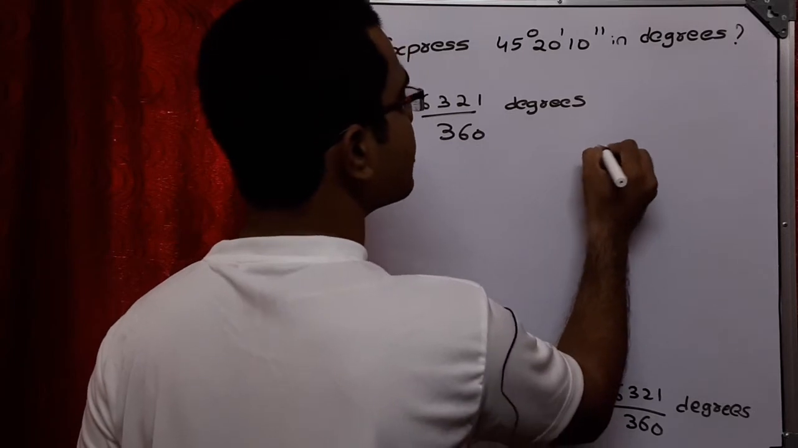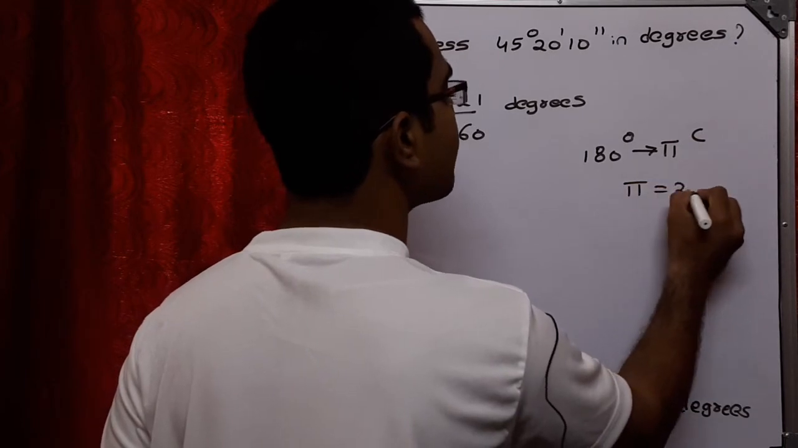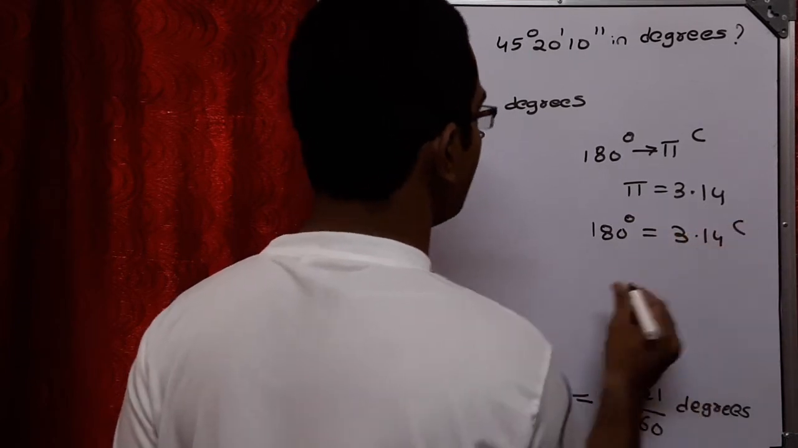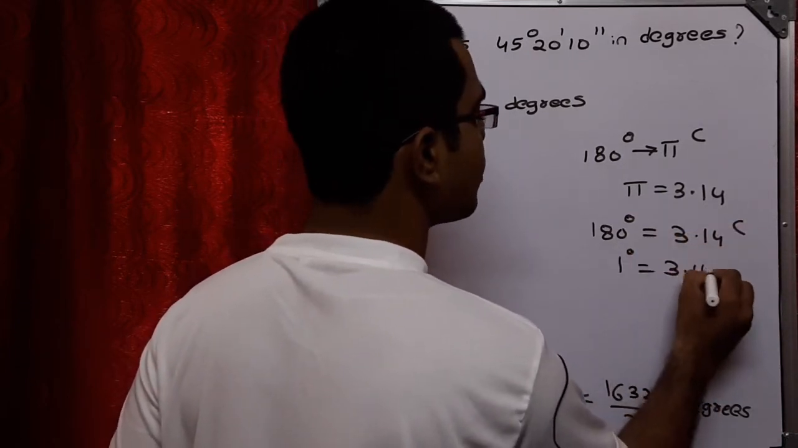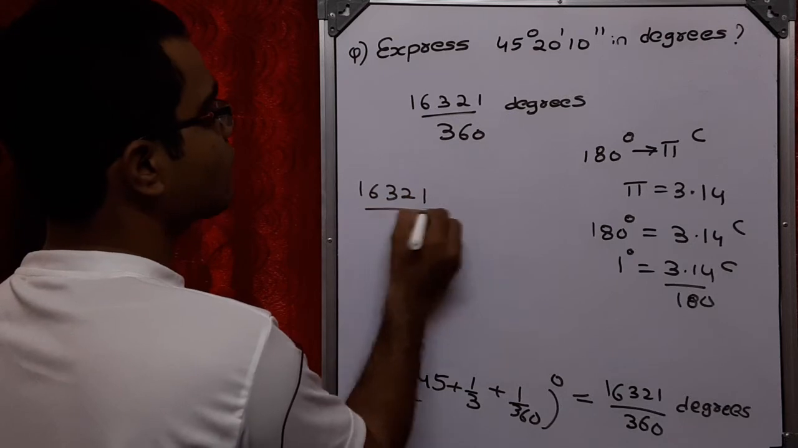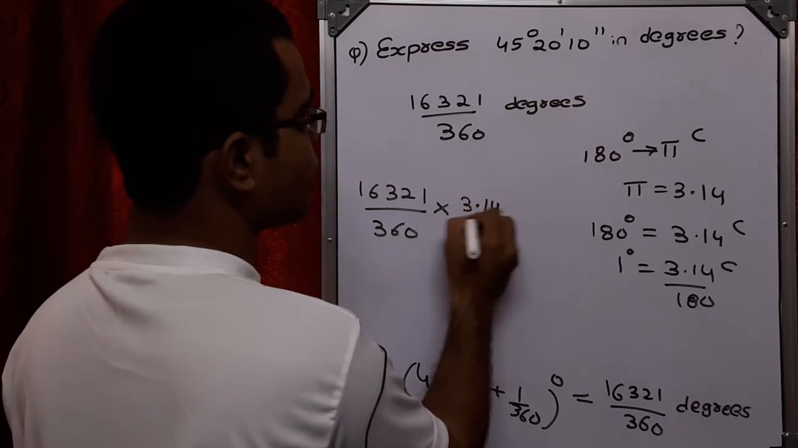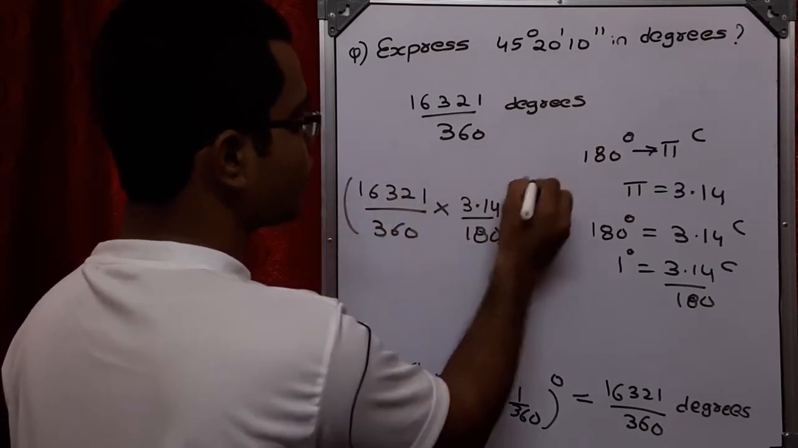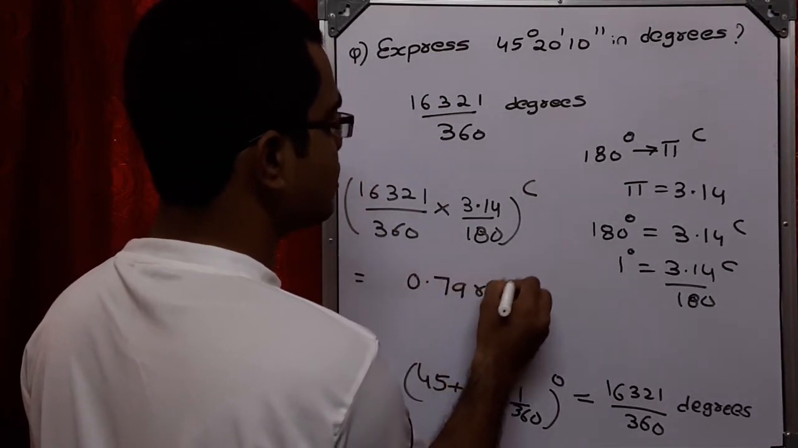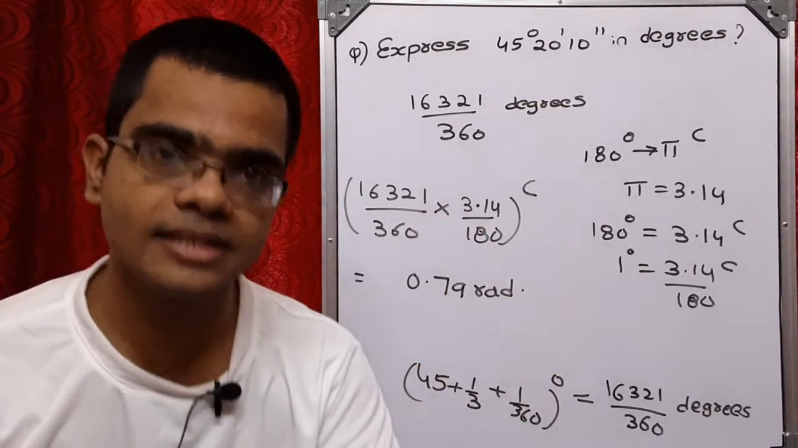We know that 180 degrees is equal to pi radians, but pi is nothing but approximately 3.14. Therefore 180 degrees is equal to 3.14 radians. So 1 degree is equal to 3.14 by 180 radians. Let's substitute that here. So 16321 divided by 360 into 1 degree, and 1 degree is nothing but 3.14 by 180. This is the total number of radians. If you simplify this, you will get the answer as 0.79 radians.